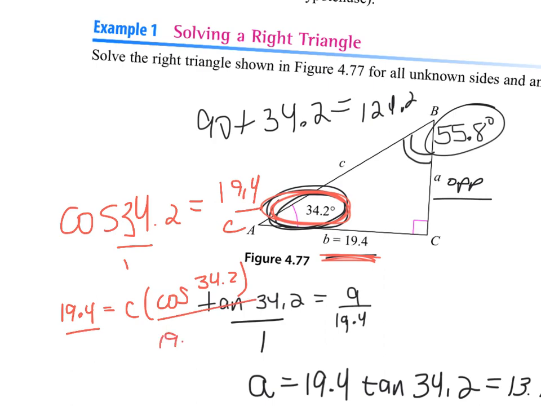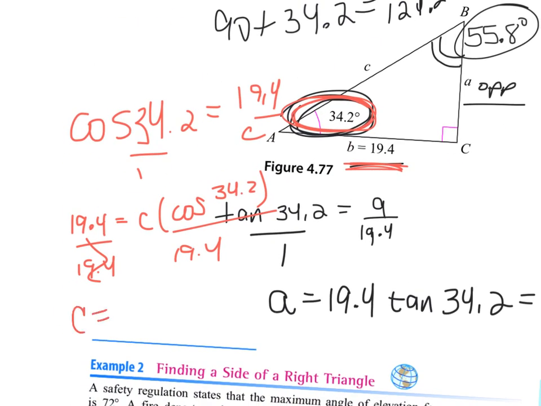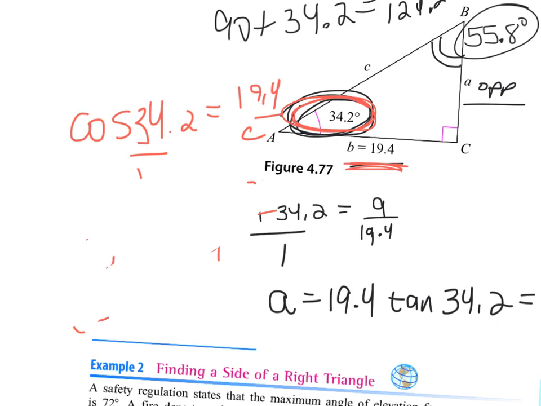Divide both sides by 19.4. C equals what? Divide both sides by cosine 34.2. Oh my gosh. Thank you, Romero. What am I doing? Timeout. I don't know why I did that. Thank you, Romero.